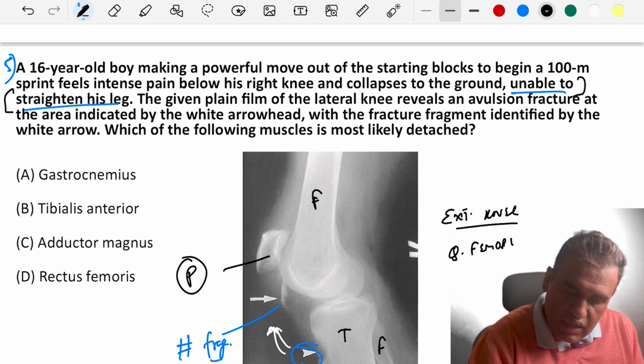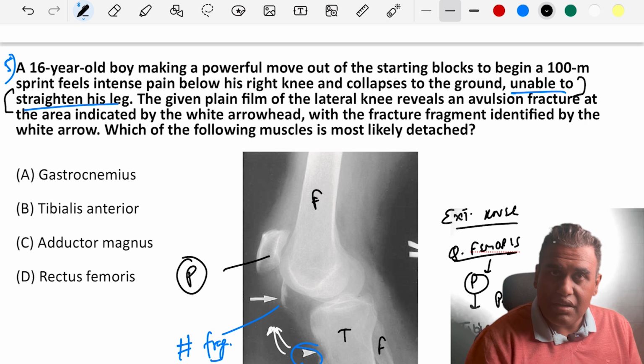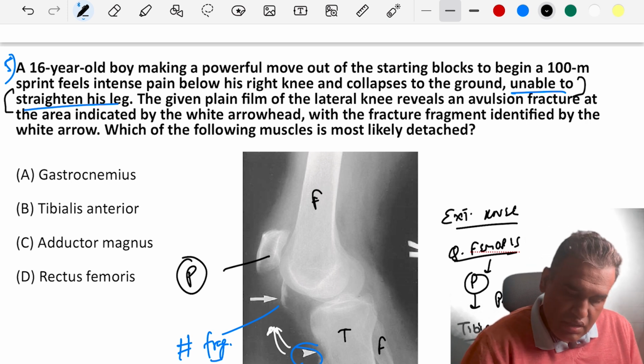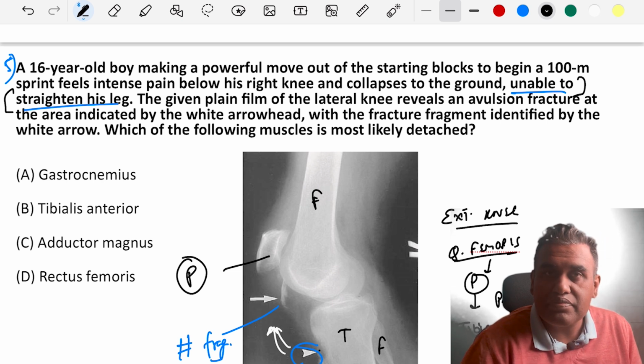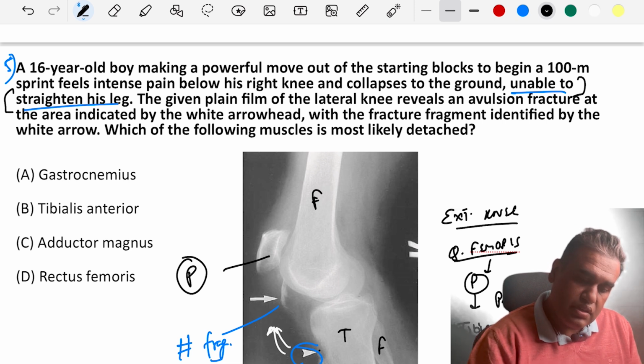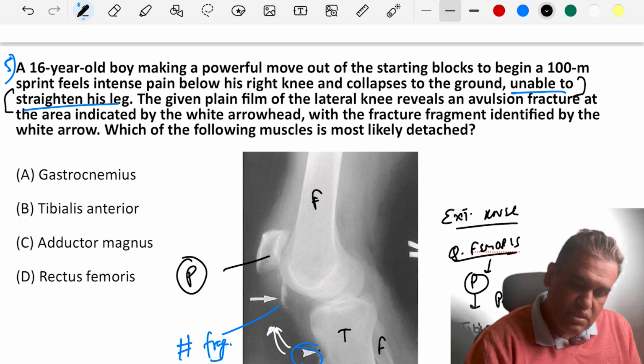Do they go to the patella? Yes, they go to the patella. From the patella, where do they go? They go to the tibia, via the patellar ligament. This is probably looking like a rupture of the patellar ligament, with a bit of bone also, because this bone is avulsed from the tibia over here. It's attached to the tibial tuberosity. Now they're asking which of the following muscles is most likely detached.